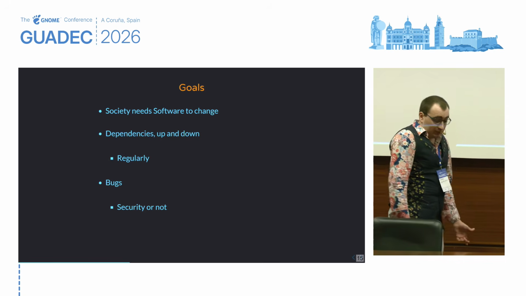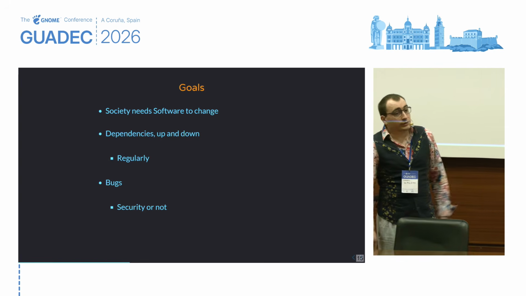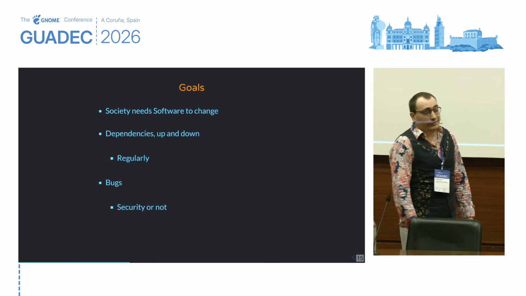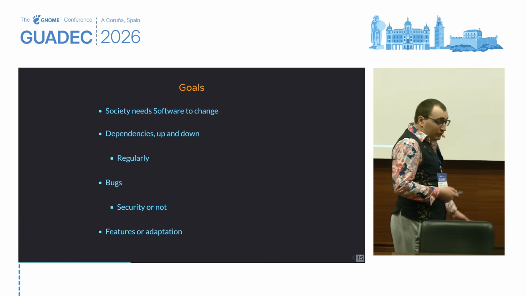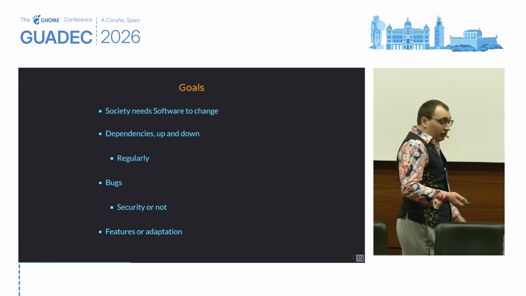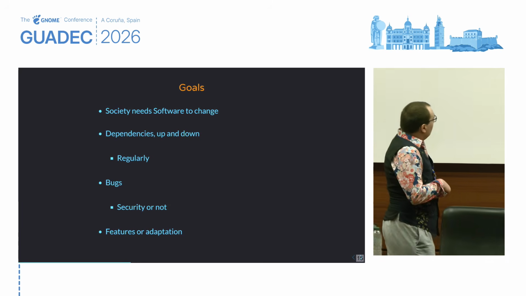And that can be a security bug, right? Like, oh yeah, you thought you were not getting an overflow, and you actually get one because, hey, good luck with compilers. But it can also be features or adaptation, right? Suddenly, I need more genders, and that's important.